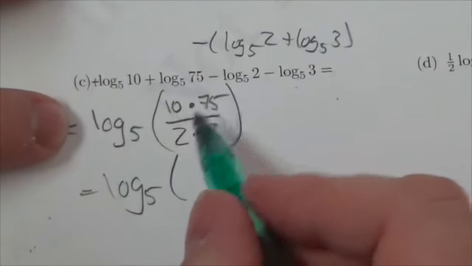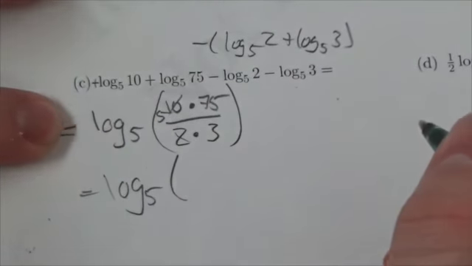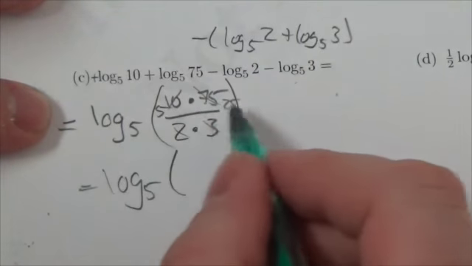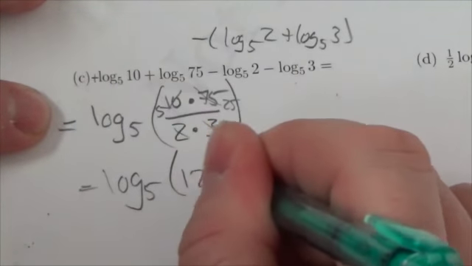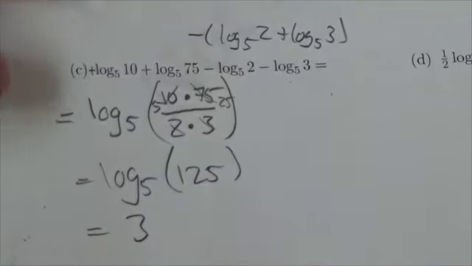So now, we're just going to finish this question off here. Let's just take a look at this. The 10 divided by the 2 leaves us with a 5 in the numerator here. 75 divided by the 3 gets us 25 in the denominator. 5 times 25 is 125. And the log base 5 of 125 is 3.